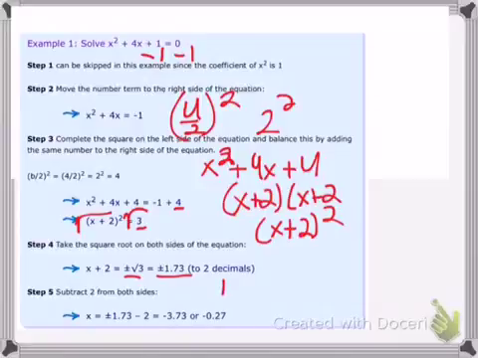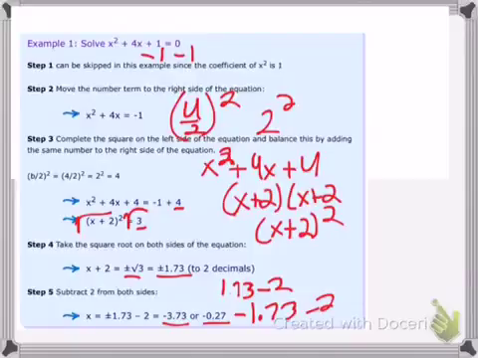And that's the decimal version: we have 1.73 minus 2, and a negative 1.73 minus 2, and that gives me negative 0.27 or negative 3.73.